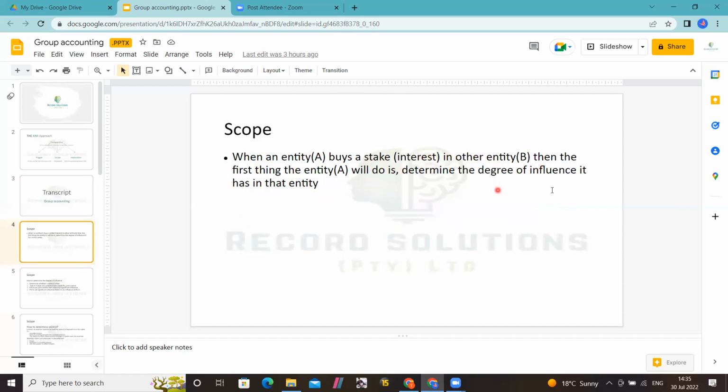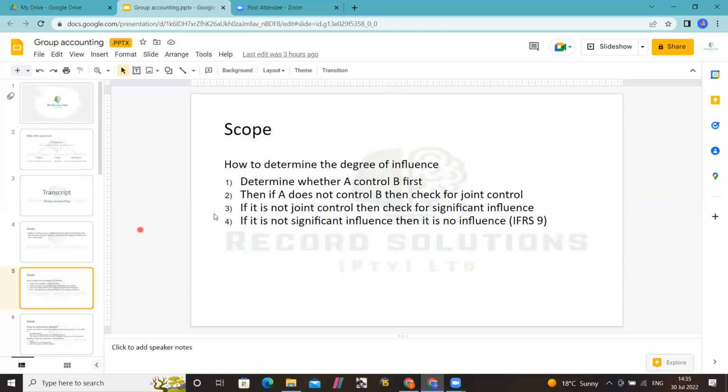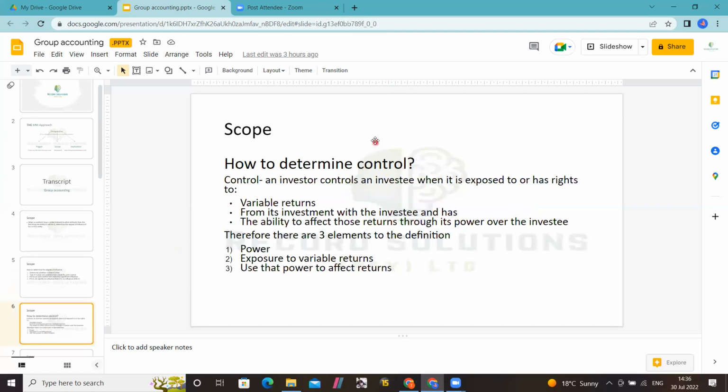So the first thing we're going to do here, like we said, is that when an entity buys a stake in another entity, we determine the degree of influence, starting with control. So how do we determine control? Firstly, we have to define control, to determine whether we control an entity. So what is the definition of control? An investor controls an investee when it is exposed to, or has rights to, variable returns from its investment with the investee, and has the ability to affect those returns through its power over the investee.